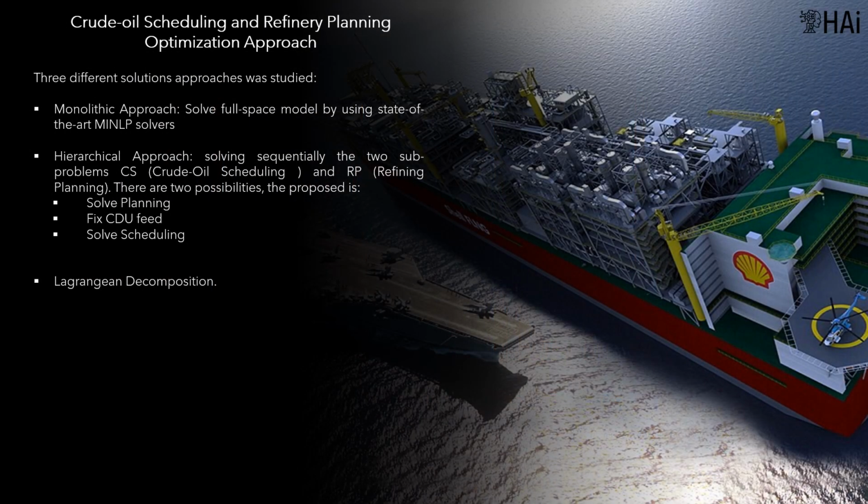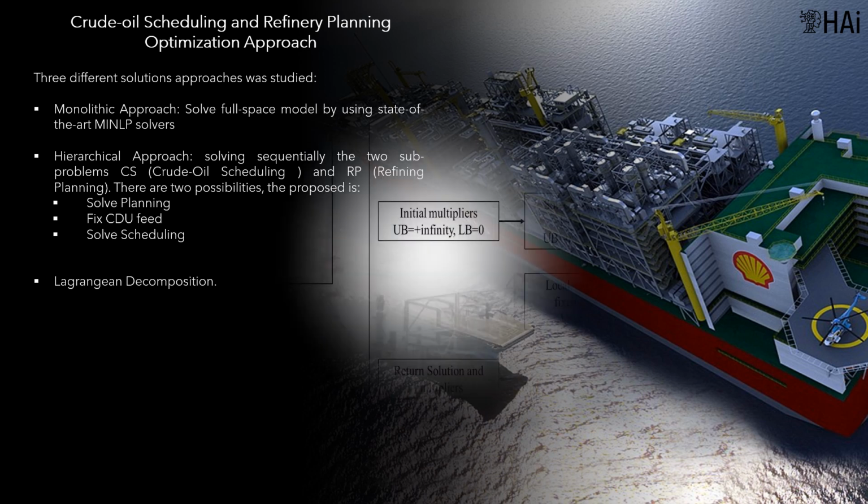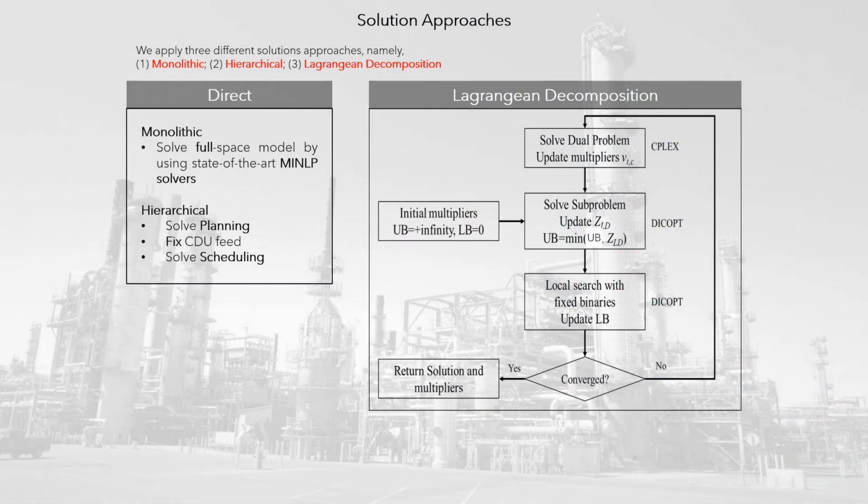3 different solution approaches were studied. Monolithic approach: solve the full space model by using state-of-the-art MILP solvers. Hierarchical approach: solving sequentially the 2 sub-problems CS, crude oil scheduling, and RP, refining planning. There are 2 possibilities. The proposed is solve planning, fix CDU feed, and solve scheduling. And Lagrangian decomposition.